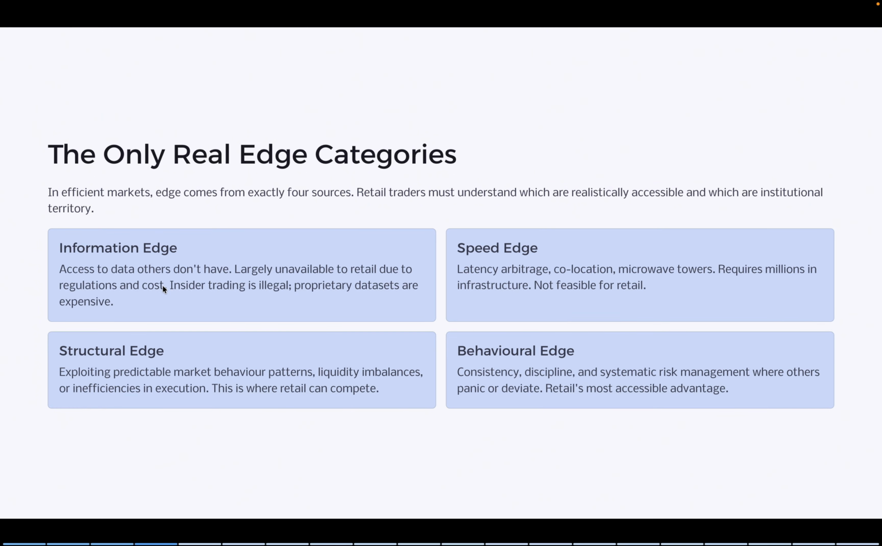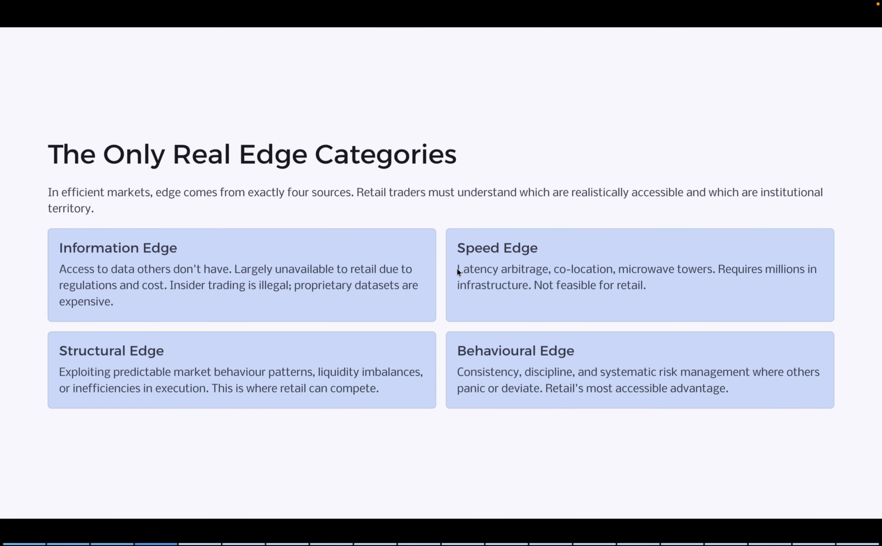So proprietary data set means, for example, if you're trading ES mini futures, order book depth, very huge order book depth, right? Or for example, getting the L2 data, right, which is free in crypto, but it's paid in US stocks and even in Forex, it's usually paid. And then the second one is speed edge.